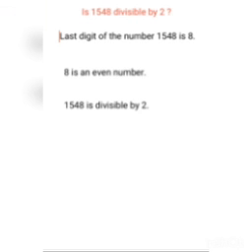I simply need to look at the last digit, which is 8 here. If the last digit is either 2, 4, 6, 8 or 0, then the number is divisible by 2. In this case, the last digit of 1548 is 8. So 8 is an even number, and I can say that 1548 is divisible by 2.